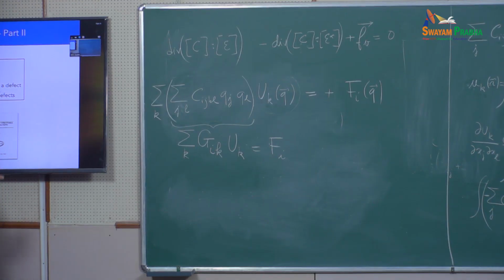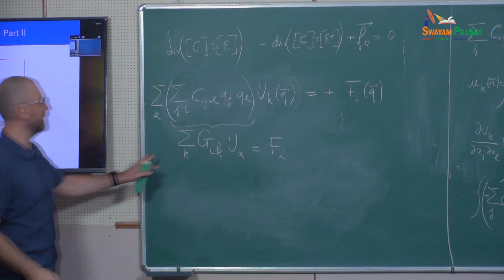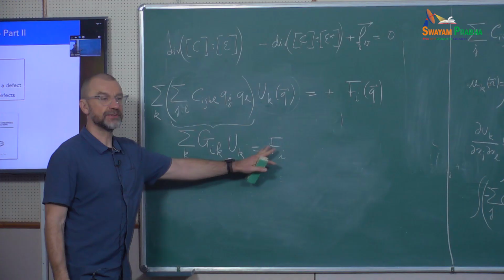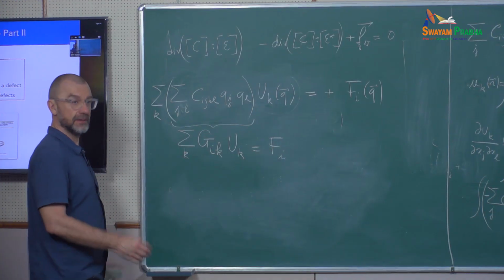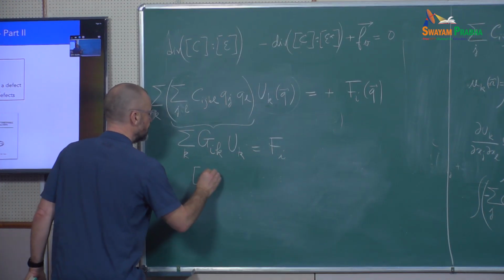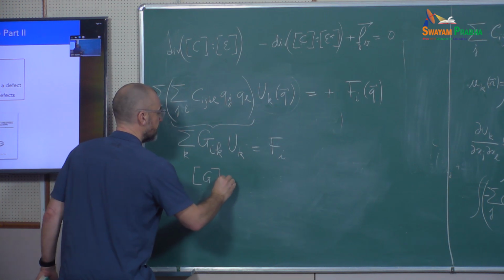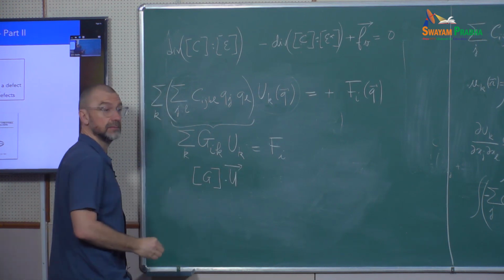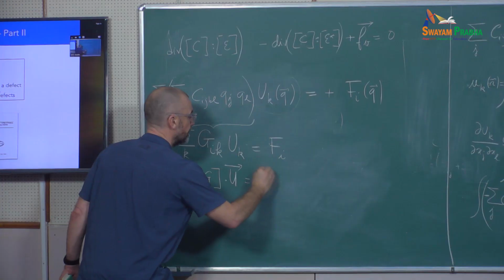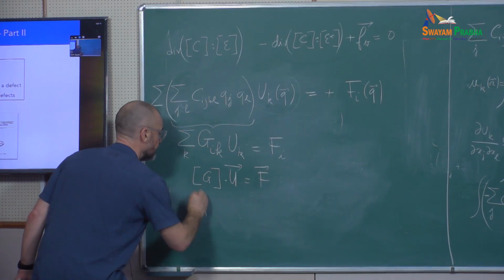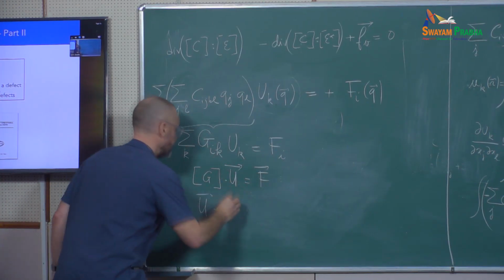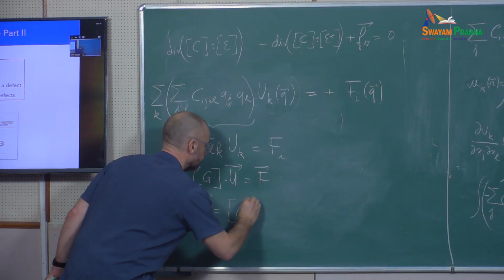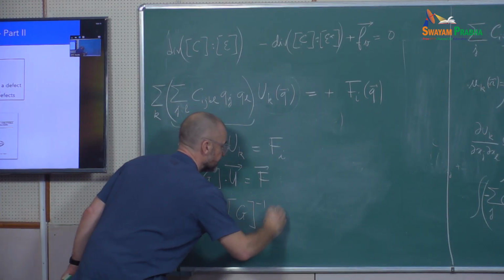What's the solution of that equation? What's the formal solution, or the shape of that equation? If I write it in terms of vectors and matrices, this is the matrix J times the vector U, which is equal to the vector F. So U is equal to J minus 1 times F.